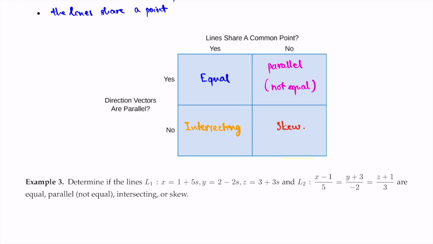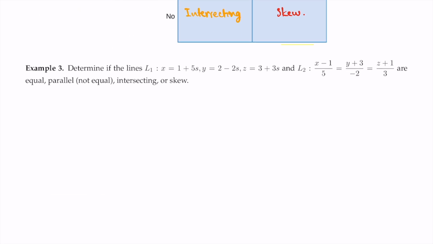So let's go into classifying the relationship between the two lines following this information. We want to determine if the two lines L1 and L2 are equal, parallel but not equal, intersecting, or skew. So what we want to do first for each line is to determine the direction vector. For the first line, the direction vector is v1 equal to, so s in this case, as you can see, is the parameter. So the numbers in front of the parameter will combine together to get the direction vector. So for the first line, the direction vector is v1 equal to (5, -2, 3).